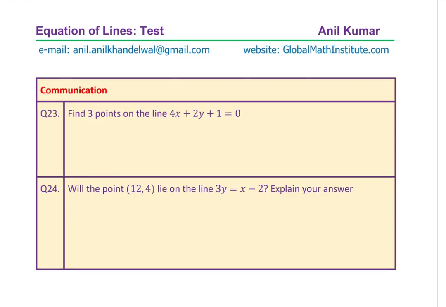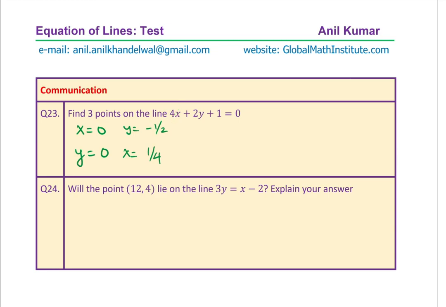Now here, let us have a word problem, which is to find 3 points on this particular line. How will you find 3 points on a line? Well, an easy way is you could put x equals 0 and find y. You could put y equals 0 and find x, right? So if I put x equals 0, I get the y value, which is minus half. I'd like you to do these calculations, but if I put y equals 0, I can get the coordinate point for x, and x will be 1 by 4.